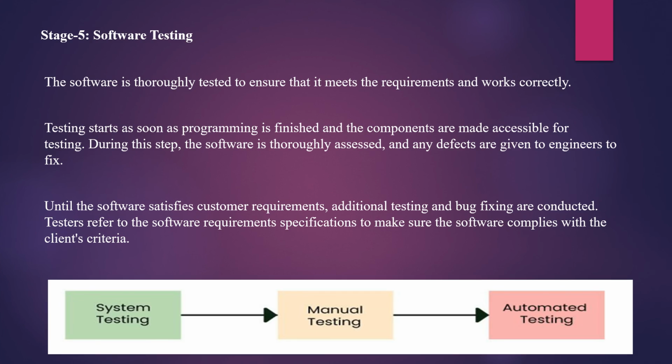So, mostly there is a separate team, a software quality team, in all the organizations. Until the software satisfies customer requirements, additional testing and fixing are conducted. Testers refer to the software requirements specification to make sure that the software complies with the client criteria. So here basically it is all the testing which is done here. So, what kind of testing? Like system testing, manual testing, and automation testing.